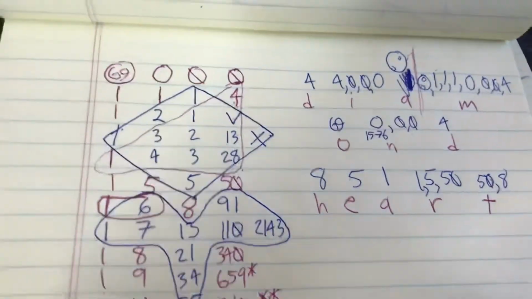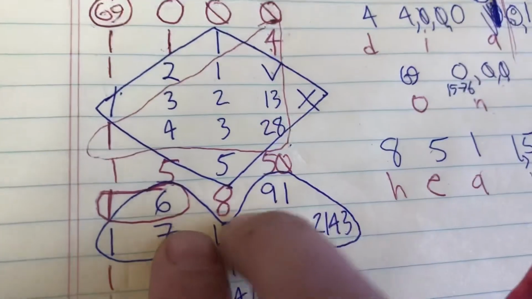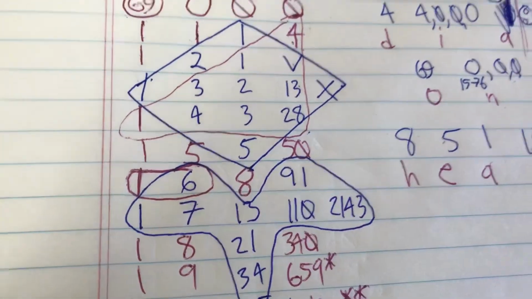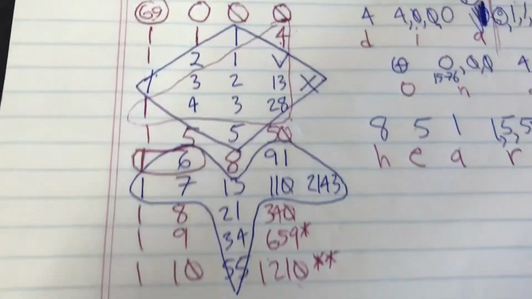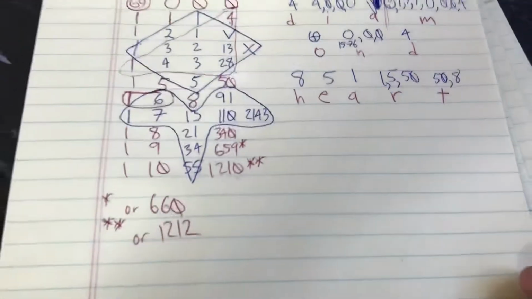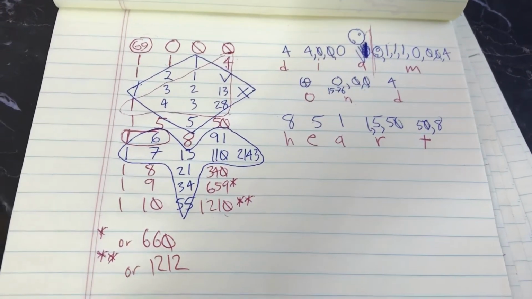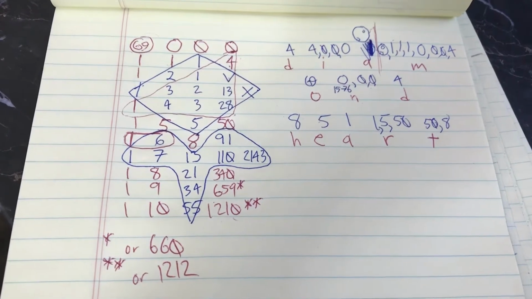So using just the red letters here, I find diamond. Using just the red letters here, I find heart. And there's no gaps. So that's cool. Also, yeah, this is cool.